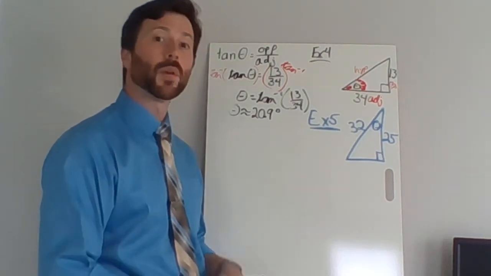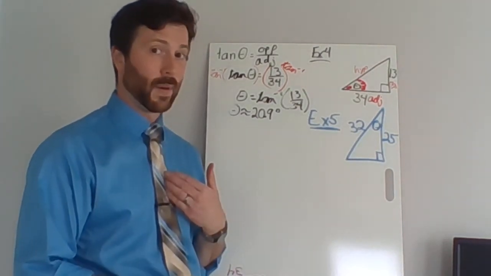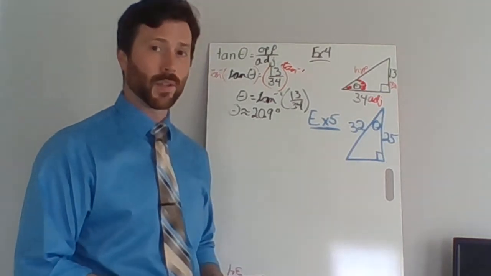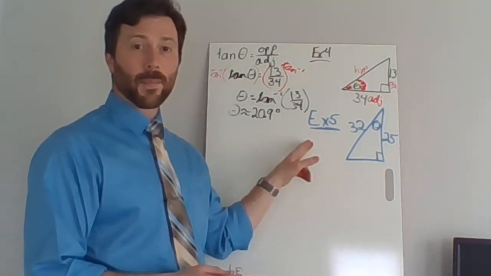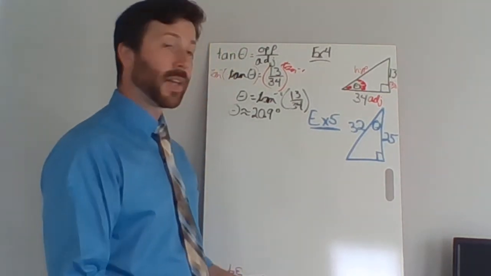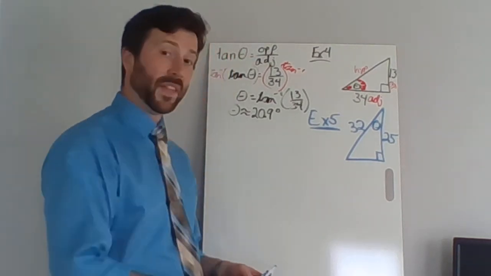Without the degree symbol, you're implying radian measure. I know it's not radian measure. You need to show me you know it's not radian measure. Next up, number 5 here. Same kind of idea. Got a triangle, got some sides, want the angle.